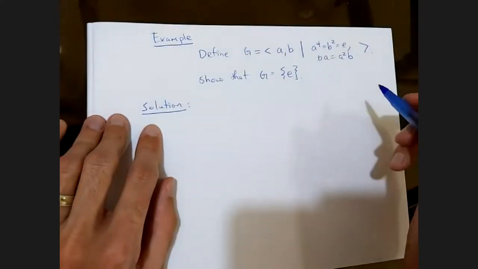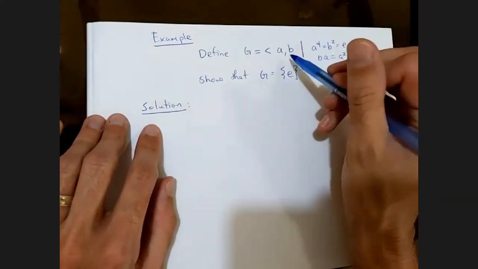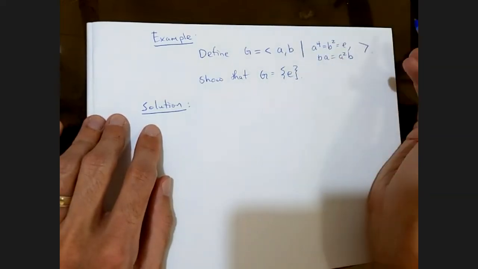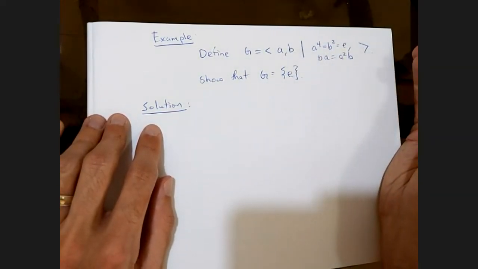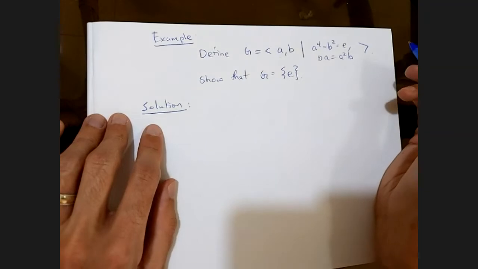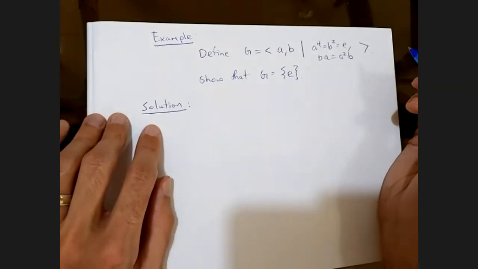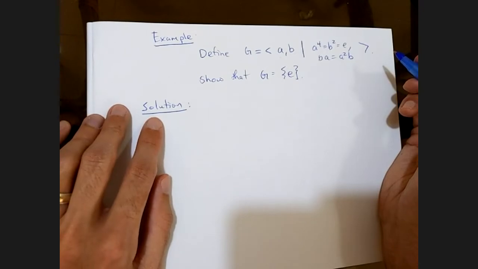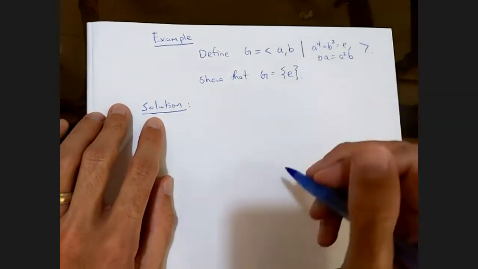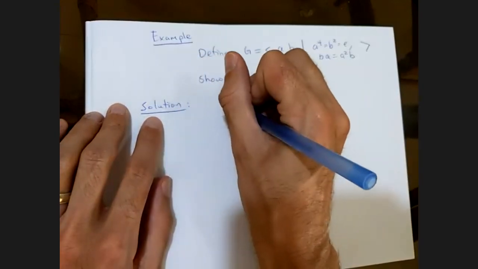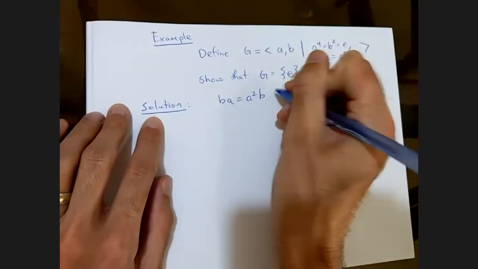Okay. So sometimes, when you define a group, you can just say whatever generators and write down any relations you want. But sometimes you can write down relations which kind of make the group uninteresting, right? Okay. So let's work with BA equals A squared B.